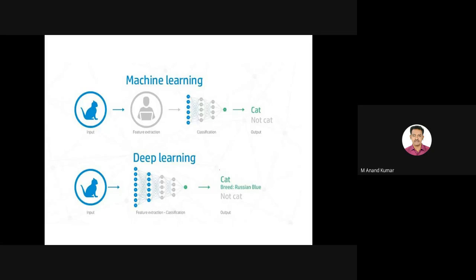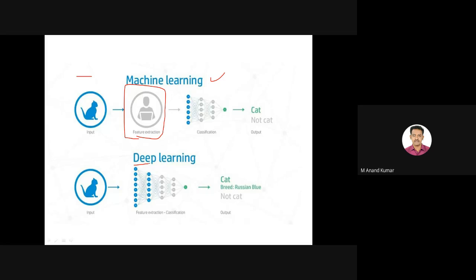Yes, audible. So when you talk about the difference between machine learning and deep learning, what machine learning is doing is taking the input data and, with the help of a human, extracting the features, the human-influenced feature extraction, and then going for the classification. This is what the usual machine learning model does.